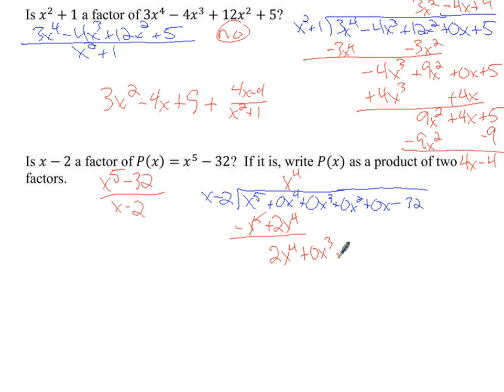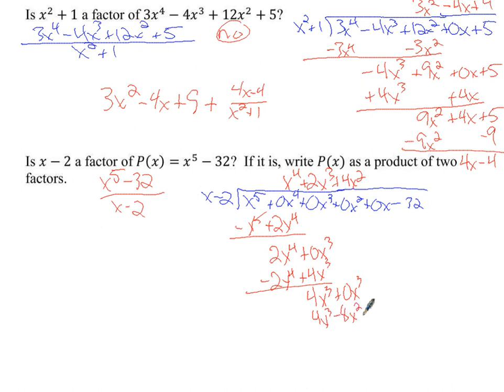What times x gives me 2x to the 4th? Plus 2x to the 3rd. That gives me 2x to the 4th minus 4x to the 3rd. Change all my signs and add. And I wind up with 4x to the 3rd. Bring down the x squared term, plus 0x squared. What times x gives me 4x to the 3rd? 4x squared. So plus 4x squared gives me 4x to the 3rd minus 8x squared.